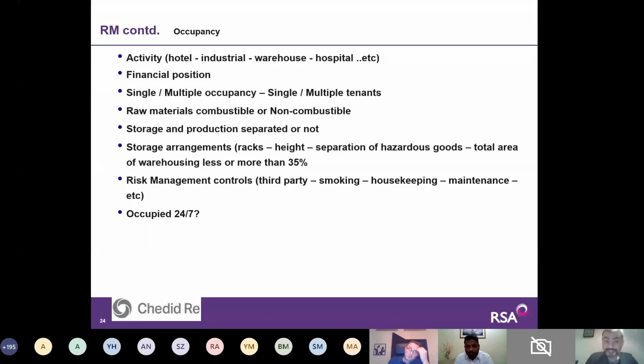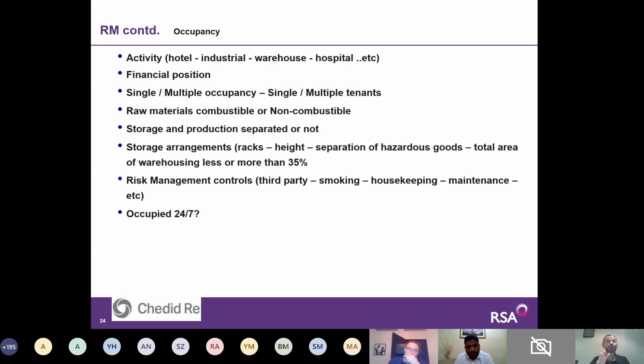Occupancy. This is the second thing we analyze in risk management. As mentioned, hotels, industrial. Is it a warehouse? Is it a hospital? It has a rate. Hotels, cement has a rate. This is 0.2 per mil, 0.3 per mil, 0.5 per mil, 0.6 per mil, 0.7 per mil. This rate is adjusted according to other factors.